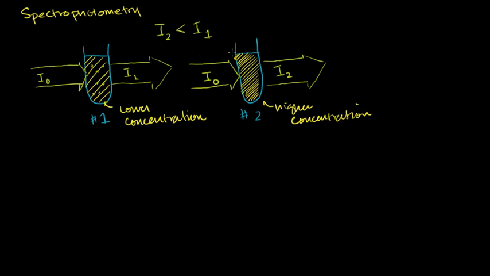And hopefully that makes intuitive sense. If you imagine photons, they're just going to bump into more molecules. They're going to be absorbed by more molecules, so there will be fewer that make it through than over here, because here it is less concentrated.